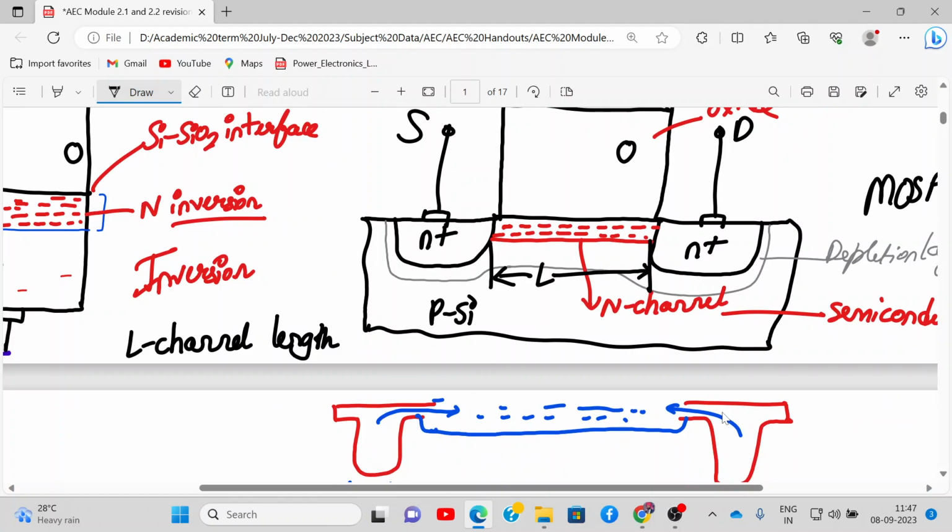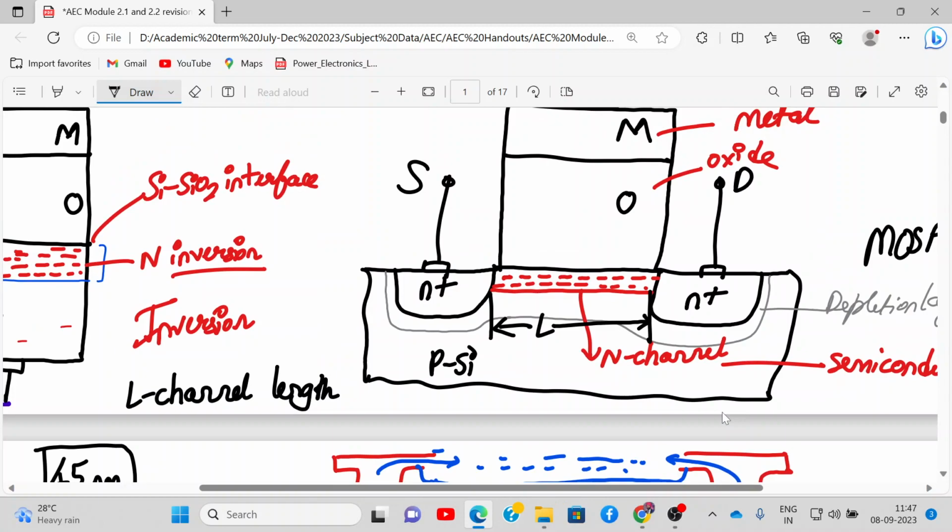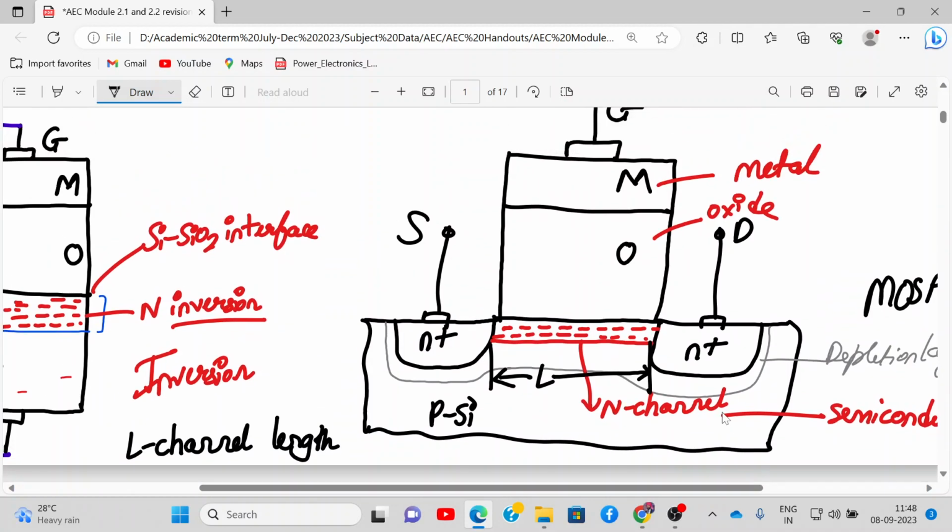You remember you're hearing about 45 nanometer technology. So 45 nanometer means the active channel length. This is the technology node, right? So 45 nanometer means the distance between the source and the drain is 45 nanometers. All right, and this oxide layer is made up of SiO2, and the metal is aluminum or polysilicon. So this is my metal oxide semiconductor field effect transistor.